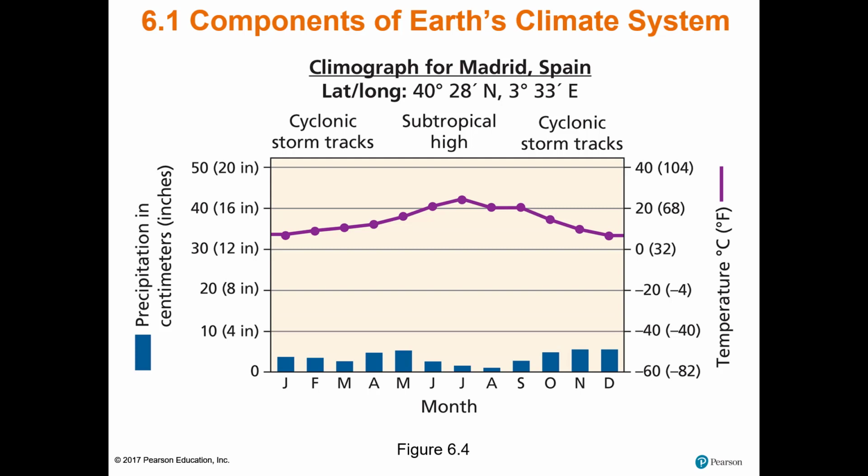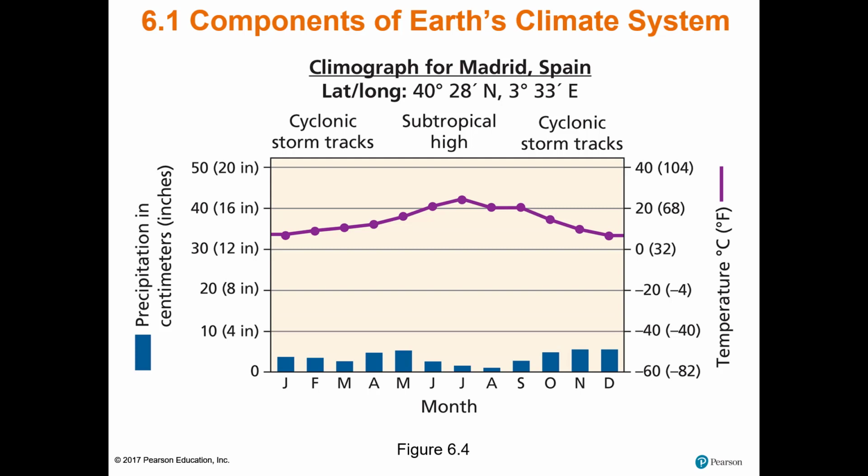So here's an example of a climograph for Madrid, Spain, and notice that the months of the year are represented by letters on the x-axis, and on the y-axis, if we look at the left side, we have precipitation in inches and centimeters, and that is represented by the blue bars in this graph. In the same graph, we also have temperature, and the units for that are found on the right side y-axis, and it is showing in degrees Celsius and degrees Fahrenheit.